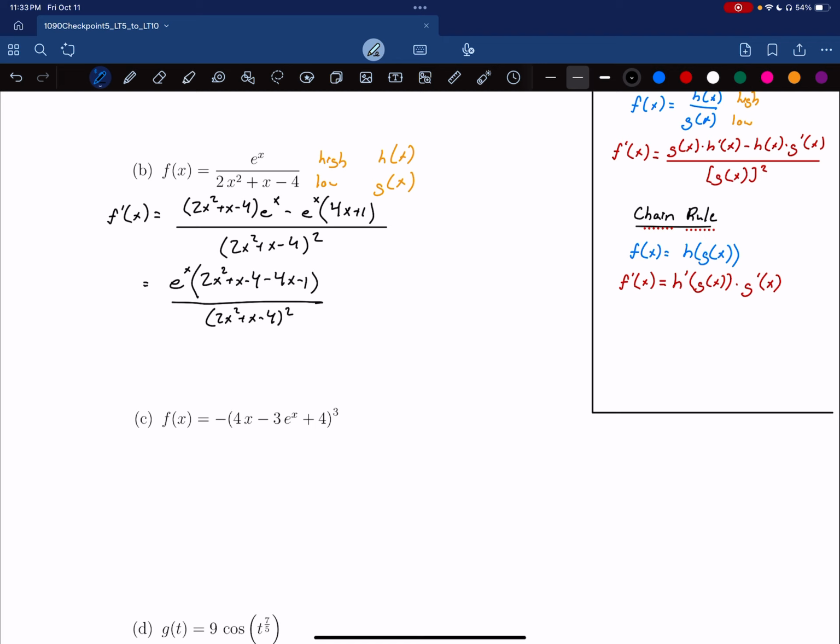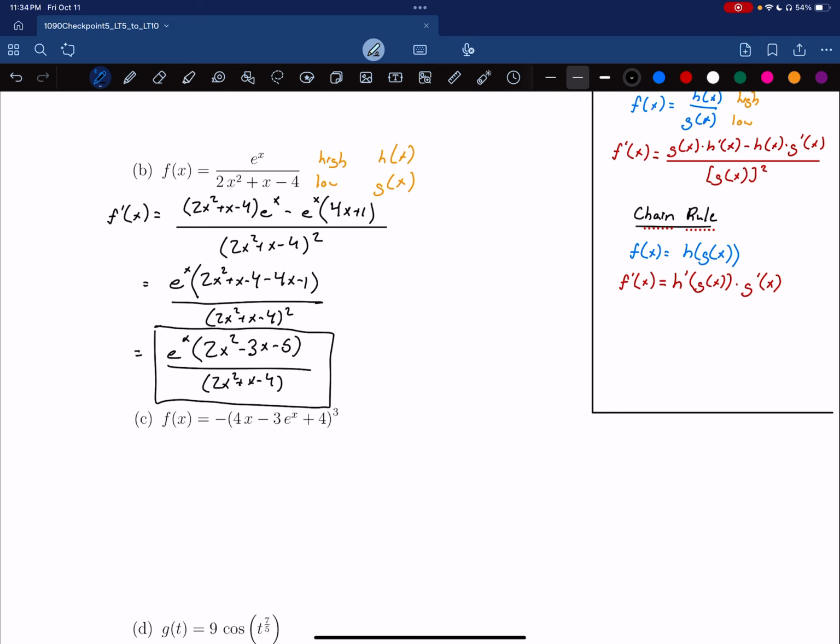And simplifying by cleaning up that numerator just a little bit more, we will have e to the x times 2x squared minus 3x minus 5. And then that denominator, there's really no way to clean that up. Squaring it would just make it so much more complicated than it has to be. So that is our answer there, using the quotient rule.